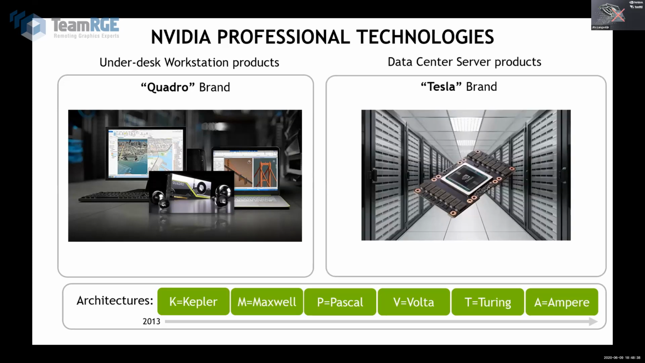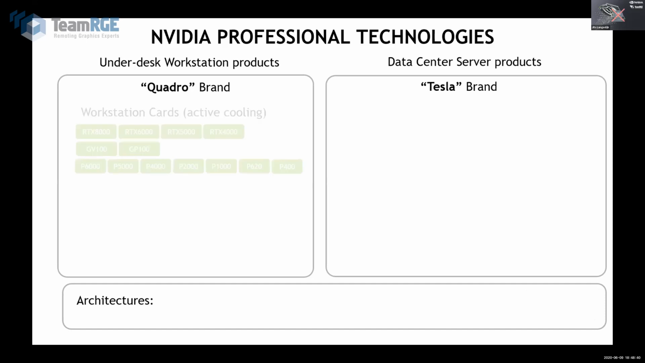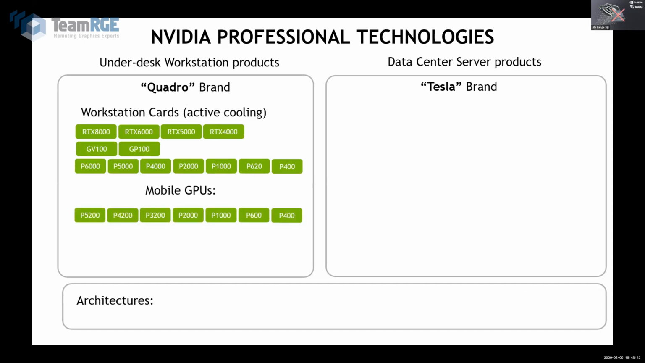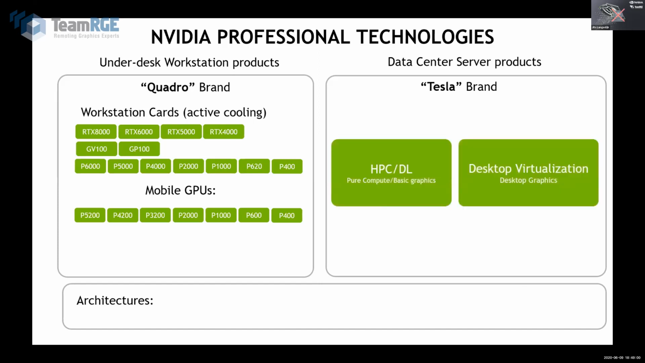So the Quadro brand are our GPUs that you would typically find underneath your desk in a workstation or maybe in a mobile workstation. So these are excellent solutions for a physical workplace without the need to provide access on, well, any device over any connection. So now when we move towards the data center, of course, where we have the Tesla brand, we can use both the Tesla GPUs for different use cases, of course.